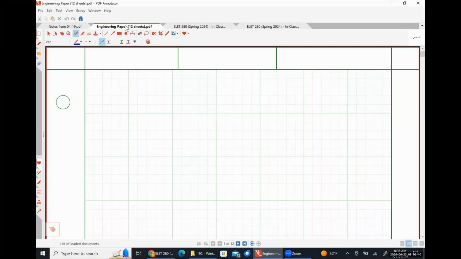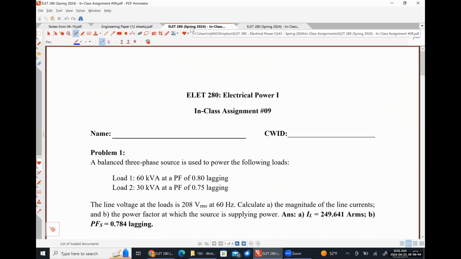All right, so I believe at the end of last class, we worked problems 1 and 2 from that in-class assignment, but we didn't get around to problem 3. So we're going to knock out problem 3 here, just for the sake of having more practice on these power relationships. Then we're going to get into our power factor correction stuff.